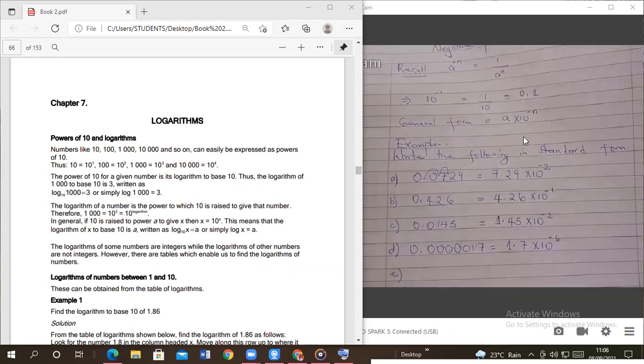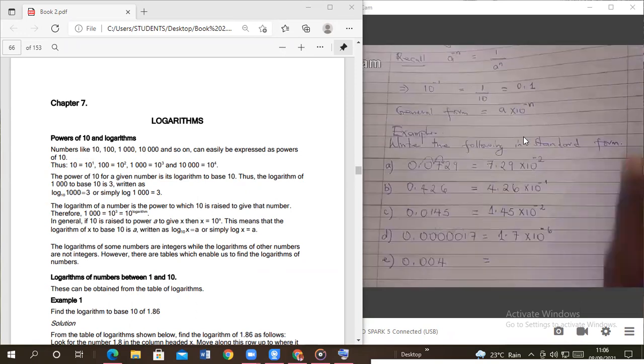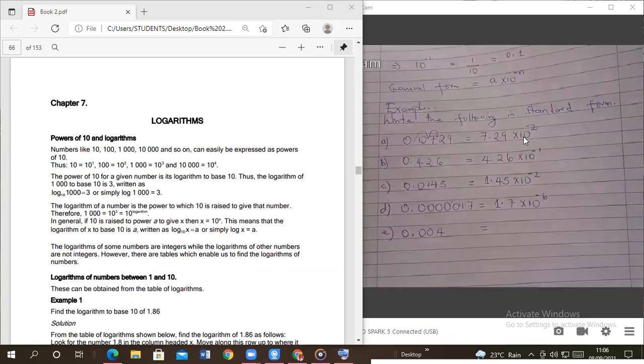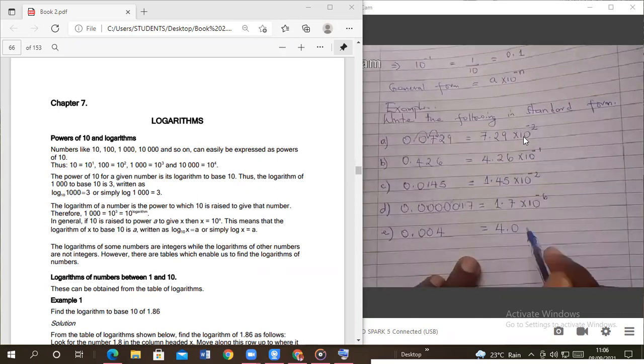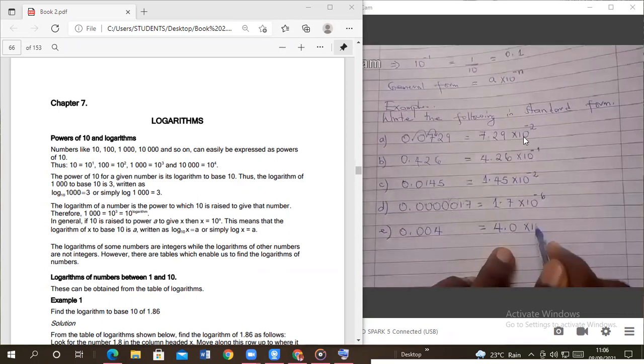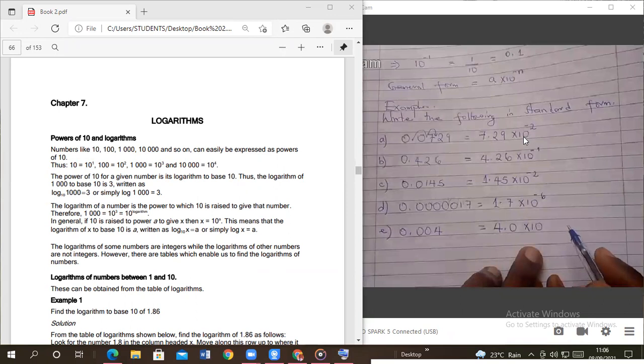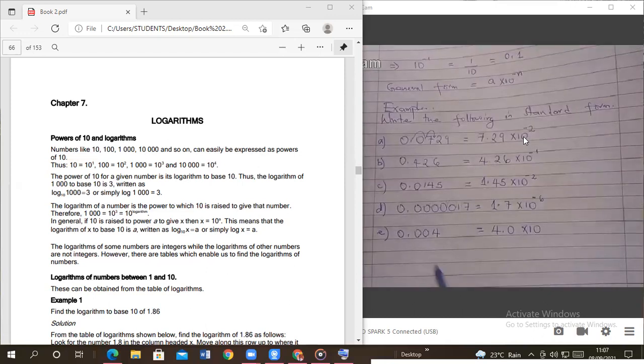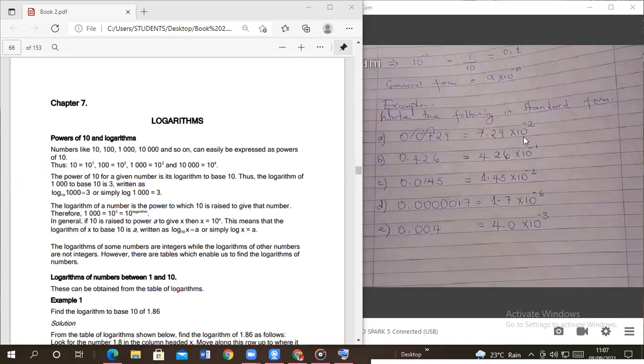The last one. I'm giving the last one because this thing is too easy for you people. 0.004. Give me the answer for that and we proceed. 4.0 times 10 to the power negative 3. Because now 4 is there, so you move 1, 2, 3. So power negative what? Negative 3.